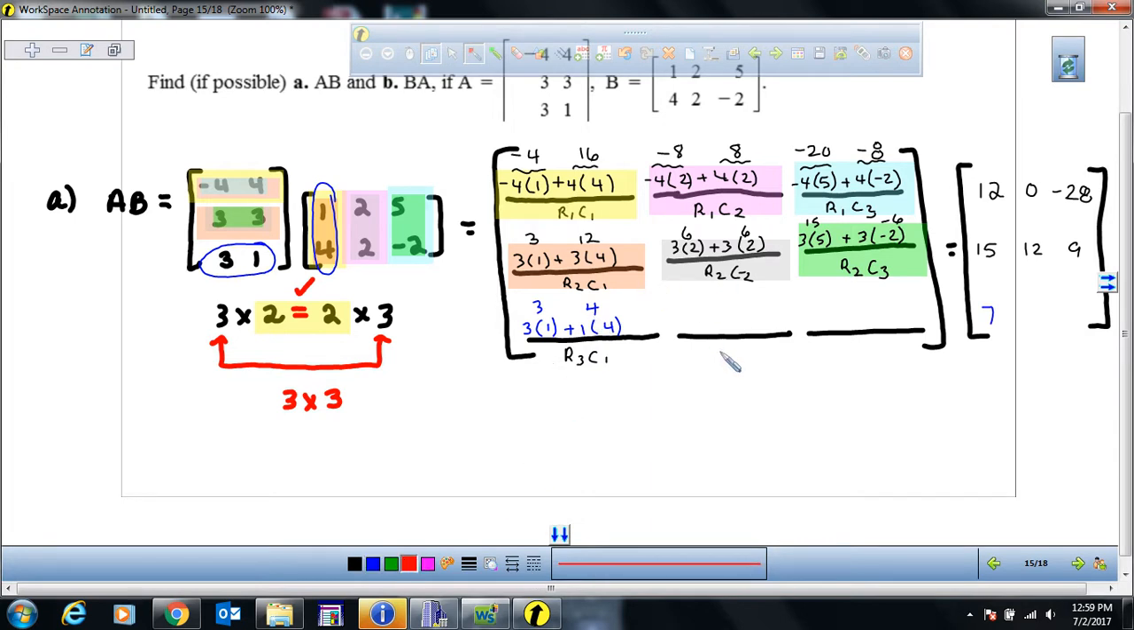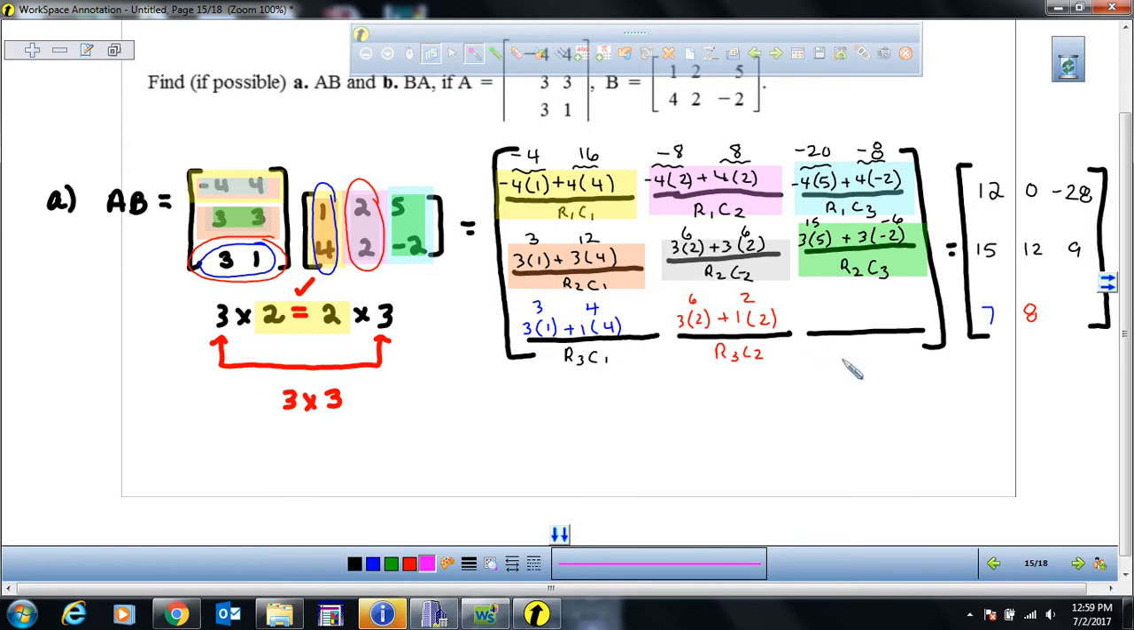Now, how do we find this one? This one is located in the third row, second column. So what I need to do is multiply the third row, which is this one again, but now times the second column, which is this middle column. So you multiply them in the order in which they appear, which is the 3 times the 2 and the 1 times the 2, and then we add them. So it's going to be a 6 plus 2, which is going to be an 8 for this value.